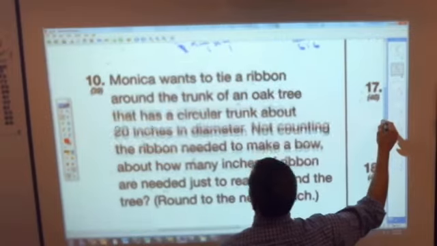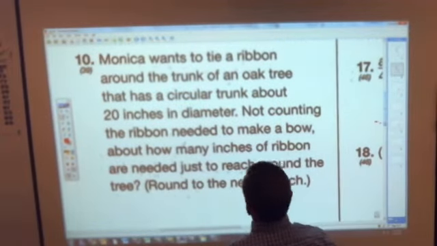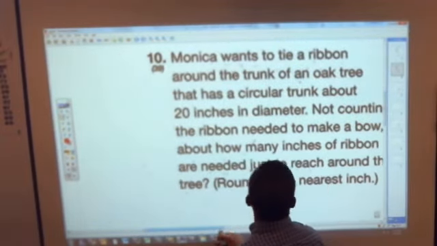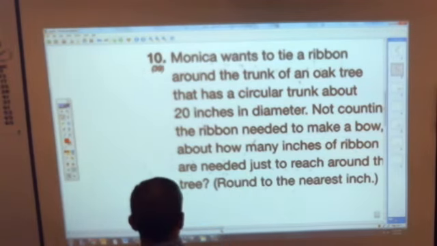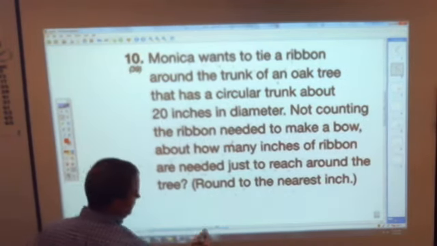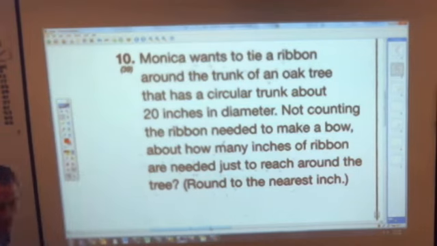Oh, Monica. Why would Monica want to tie a ribbon around the old oak tree? Anybody know the song? Nope. Tie a yellow ribbon. They always do that for the troops when the troops are away at war. Kind of a symbolic thing.